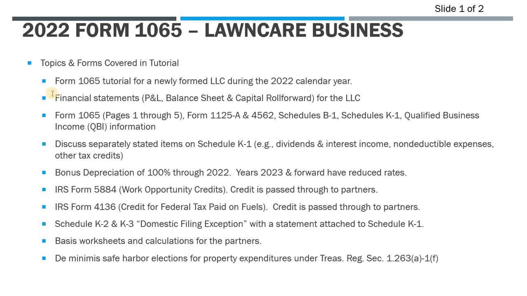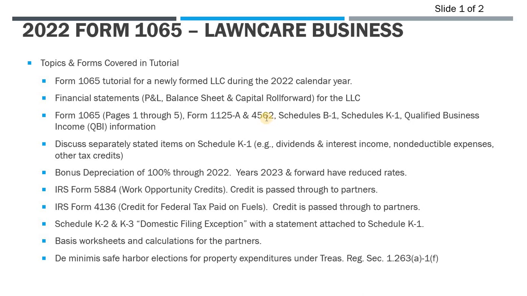So what we're going to cover, obviously the Form 1065 prep itself, right? So we'll go into the financial statements, so the profit and loss, the balance sheet, and capital roll forward for the company. Now the Form 1065 obviously has a lot of pieces, right? So pages 1 through 5 are kind of the standard set within the return. We'll cover all those. Form 1125 is the cost of goods sold form that's included with the return.